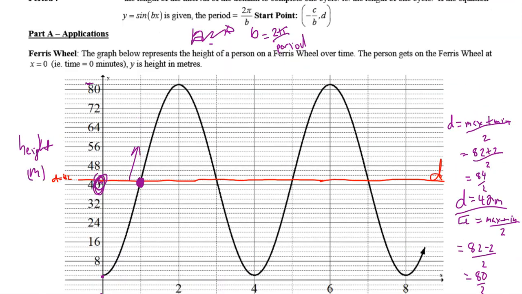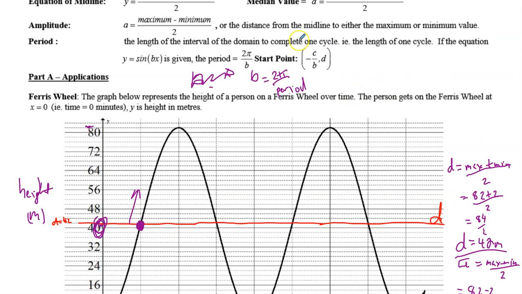Okay, and then we're going to use this formula, which I'll write down as soon as we get back to the other example.